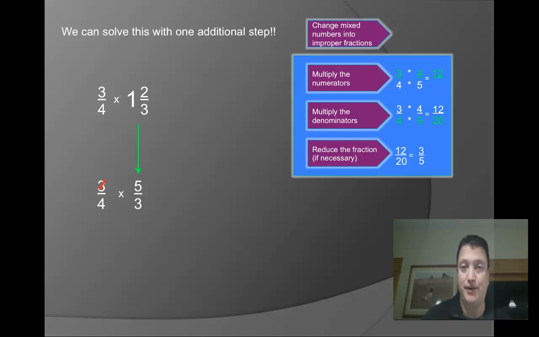I notice that I can simplify these because they both have 3 as a factor, so I'm going to divide both by 3, giving me 1 in the numerator and denominator. Okay? When I do that, I get 5/4. I'm going to flip that back now into a mixed number. That's going to give me 1 1/4.